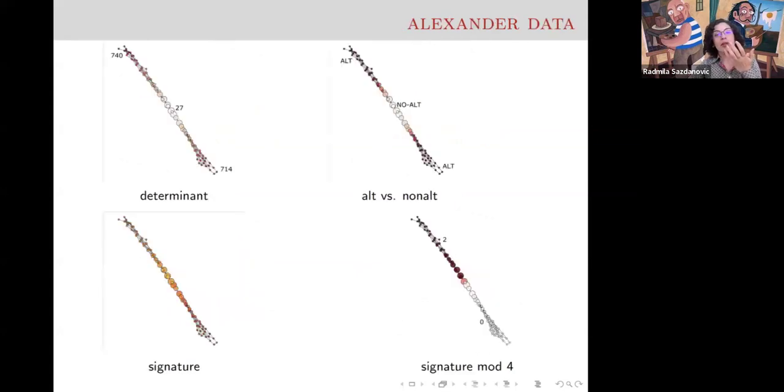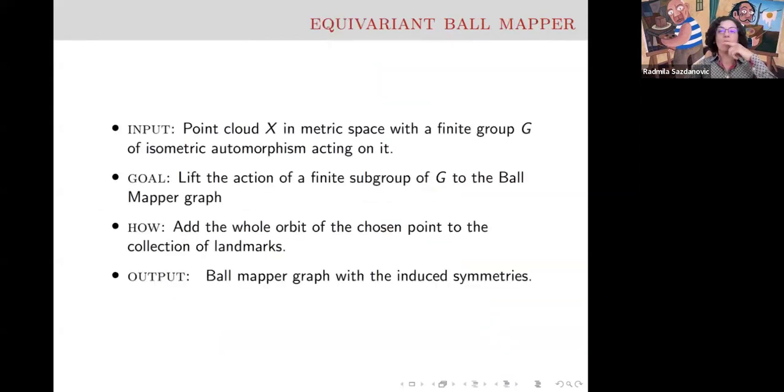But when we look at the Alexander data, with the same coloring functions, we actually see this linear structure. We can see that the determinant grows from the middle outwards: a mixture of non-alternating knots in the center, and alternating knots at the end of the two big flares that we have. Signature is not very informative, but signature mod 4 again shows this dichotomy, where we have one flare with 2 mod 4 and 0 mod 4 on the other side. Okay, so what do we get?